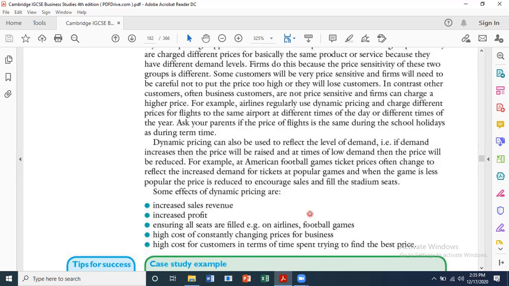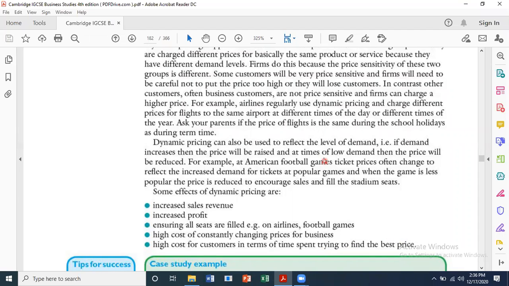Some effects of dynamic pricing are increased sales revenue, increased profits, and ensuring all seats are filled. Examples are airlines and football games. Disadvantages are the high cost of constantly changing prices for business, and a high cost for customers in terms of time spent trying to find the best price.